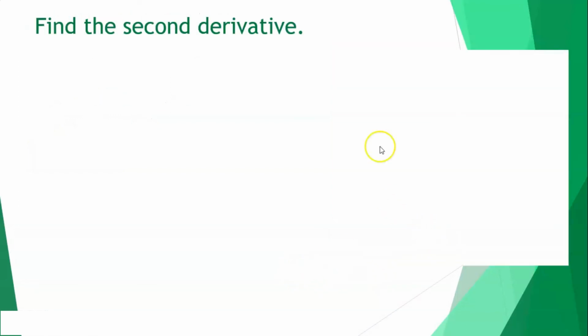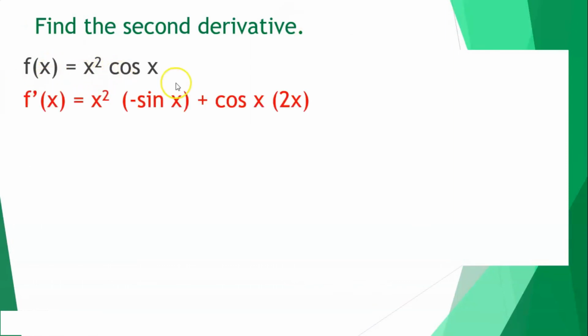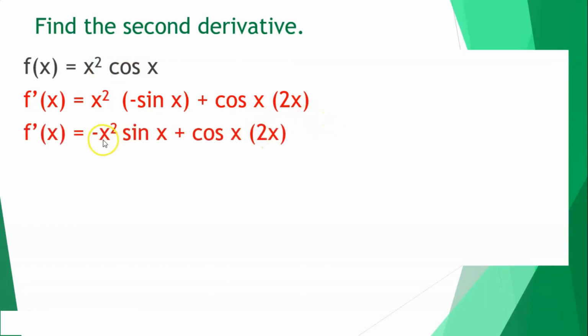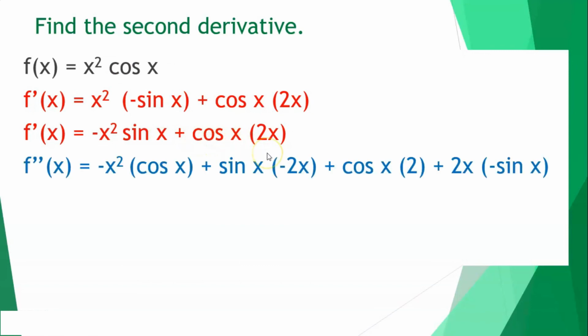Okay, another. Find the second derivative. So in here, we have x squared cosine x. So we can make use of the product rule here. So copy the first, derivative of the second, so that's negative sine x, plus copy the second and derivative of the first, which is 2x. Or we can simplify it as negative x squared sine x plus cosine x times 2x.